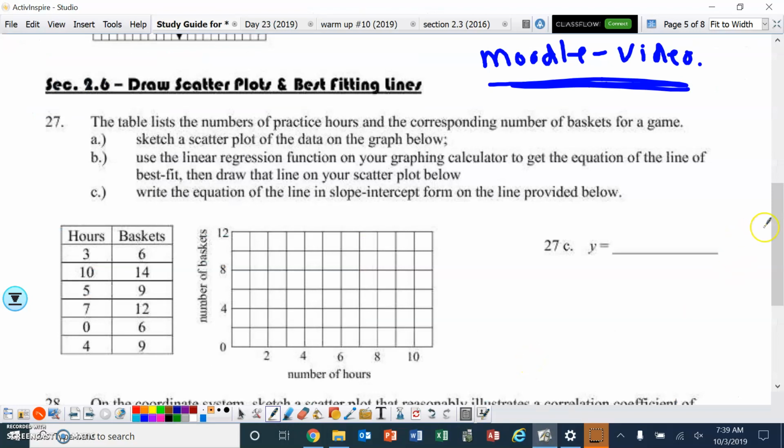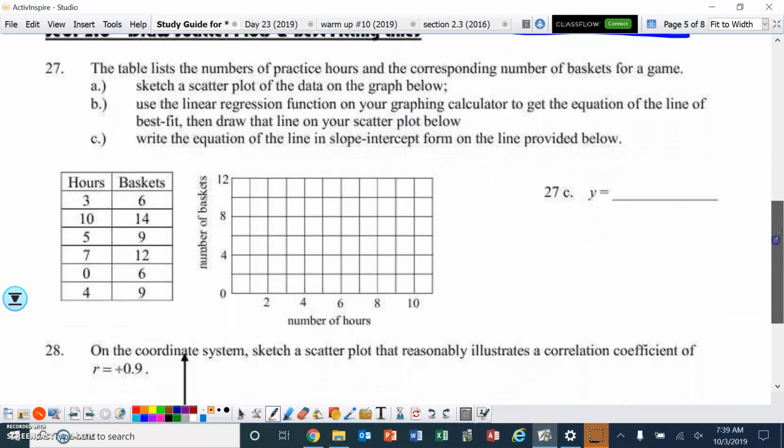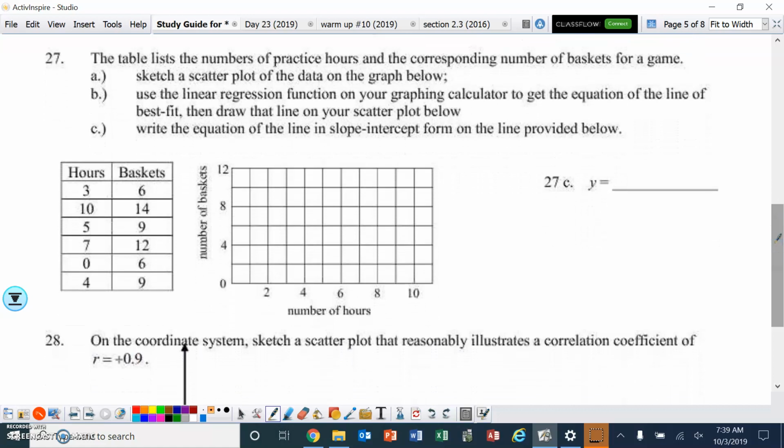All right, so we are given a table of values here. We're going to sketch a scatter plot of the data. Well, we don't need a calculator to do that. We can graph these ordered pairs fairly easily. So 3, 6. Looks like that's right there. 10, 14 is going to go off the graph a bit because the graph does not go high enough. So we're going to say that's 10, 14.